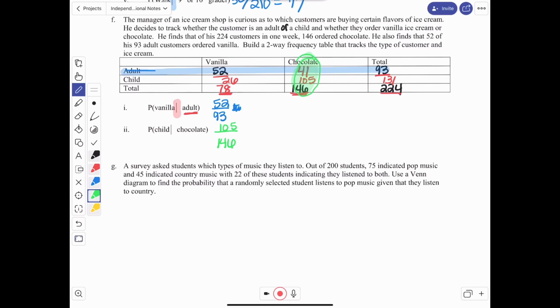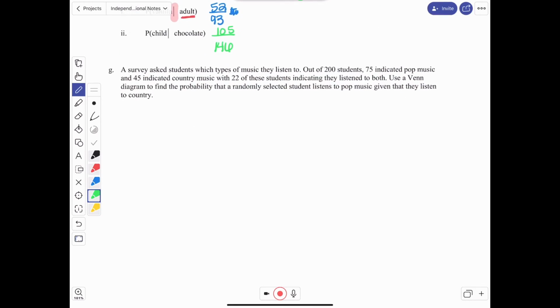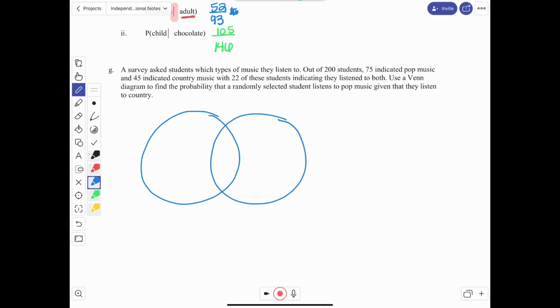Okay. And then last problem, I'm actually going to do a Venn diagram for this one. A survey asked students which type of music they listen to. Out of 200 students, 75 indicated pop music and 45 indicated country, with 22 of these students indicating they listen to both. So if I do a Venn diagram, I've got pop and I've got country, and it tells me 22 listen to both. So I know I've got 22 in the overlap here, okay?